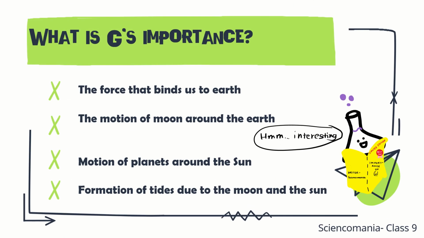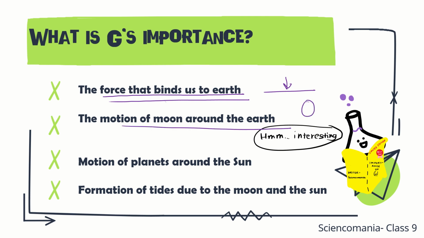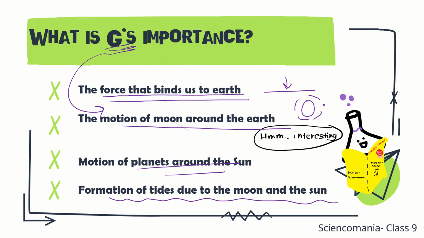Now, let us learn about G's importance. It has successfully explained the phenomenon of the force that binds us to Earth, which means we are able to stand on the Earth's surface. The motion of the moon around the Earth, it revolves in a circular path. It is due to G, the universal gravitational constant. Also the motion of planets around the sun, and the formation of tides due to the moon and sun.